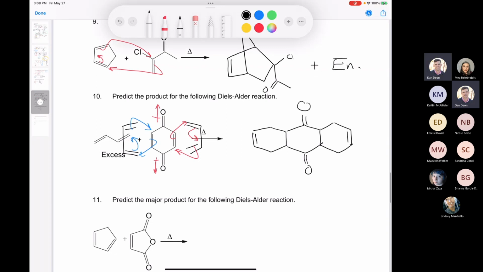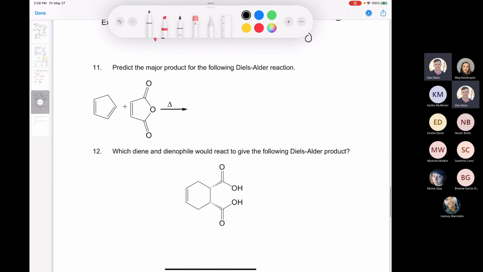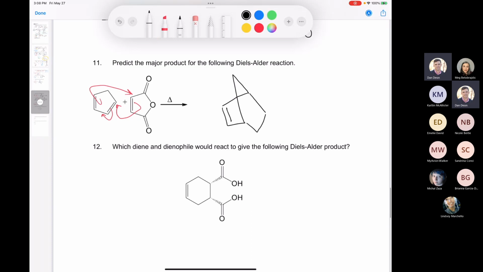The next question says, predict the major product of this Diels-Alder reaction. I think we might have done this one already today, so I won't spend a lot of time on it. We're going to do our Diels-Alder reaction like this, and we're going to end up with a bicyclic product. Technically, it's got 3 rings in it, doesn't it?